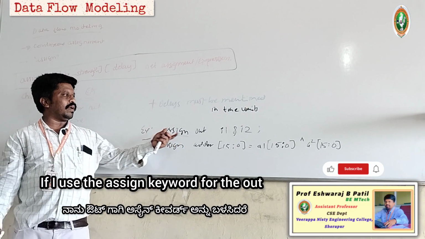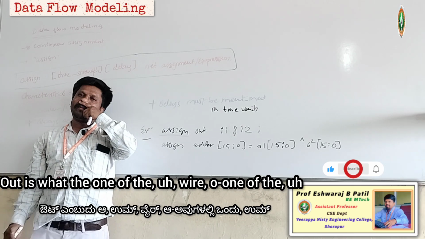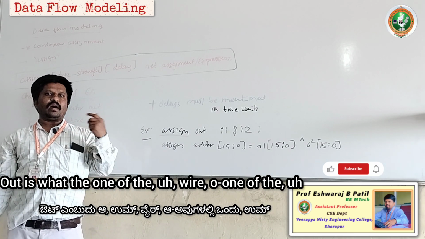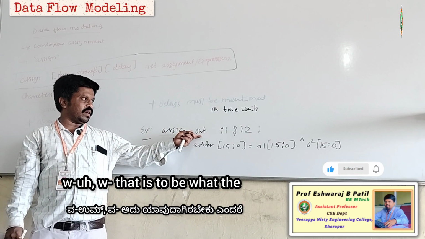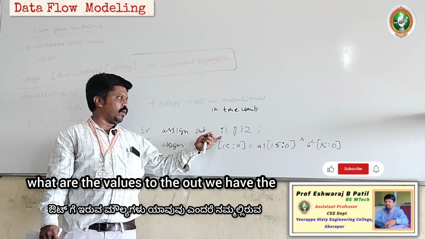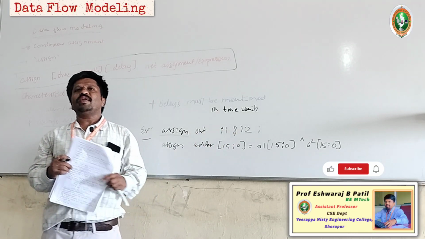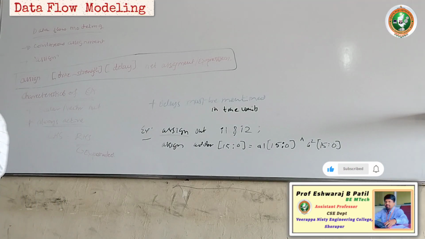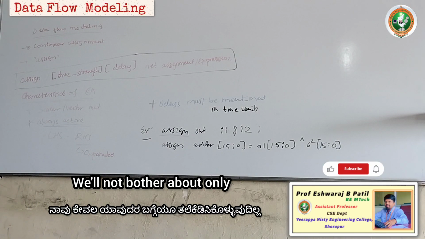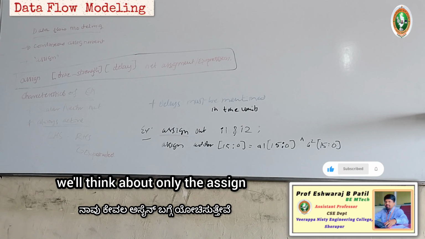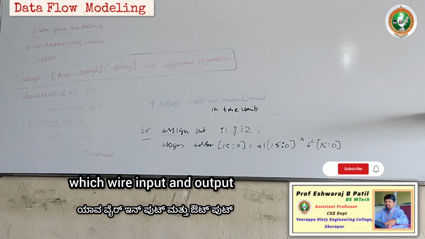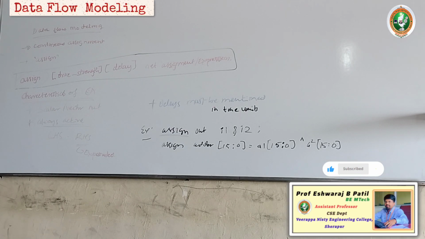If I use the assign keyword for the out, which is a wire, what are the values to the out? We have the inputs A1, I1 and I2. Here we will not bother about the gate names. We'll think only about the assign, which wire is the input and output.